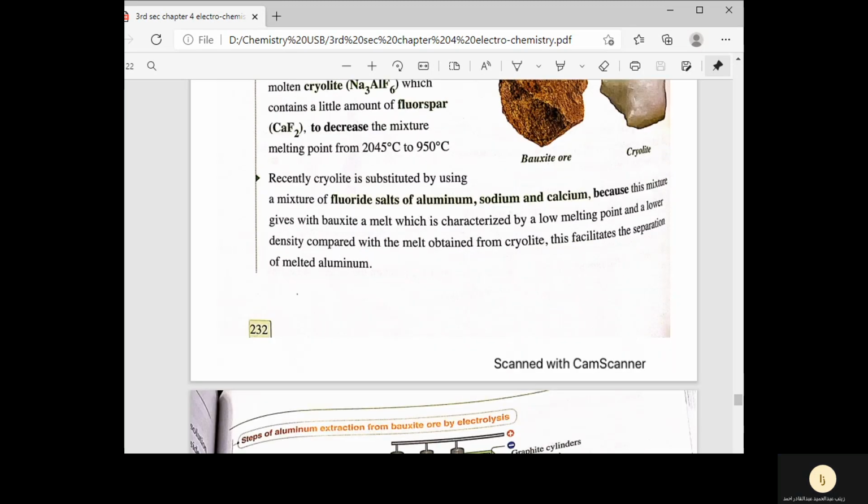Nowadays, cryolite is substituted by a mixture of fluoride salts of aluminium, sodium, calcium, as this mixture, when we put it with bauxite, leads to its melting easily and is characterized by a low melting point and lower density compared with the melt from cryolite, and this facilitates the separation of melted aluminium.